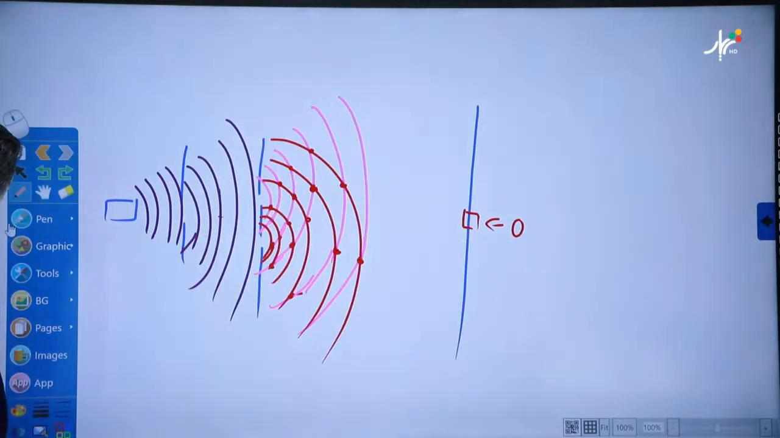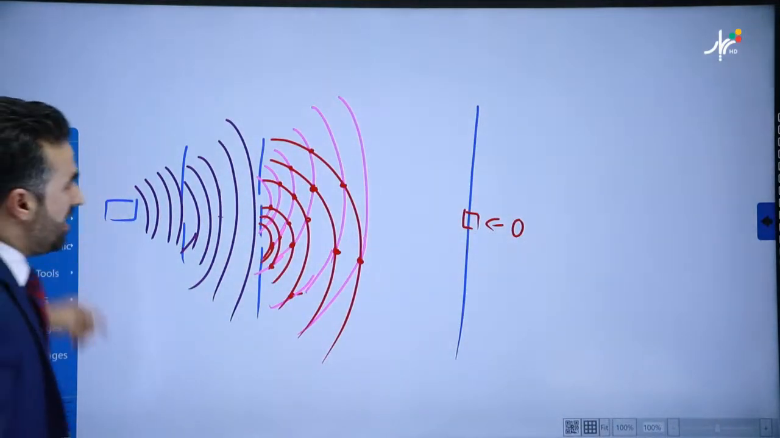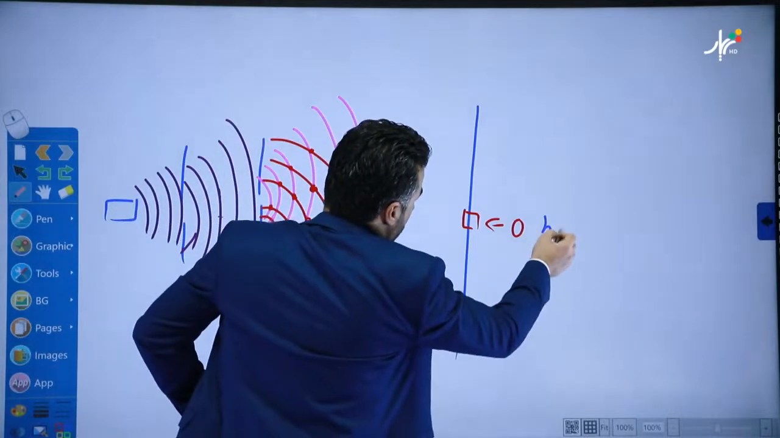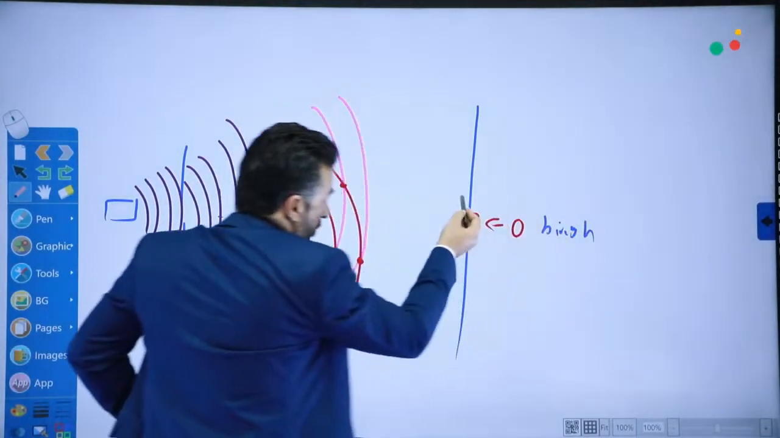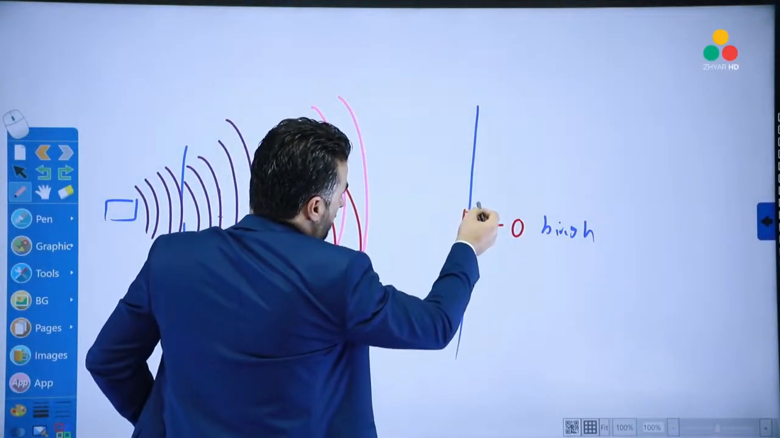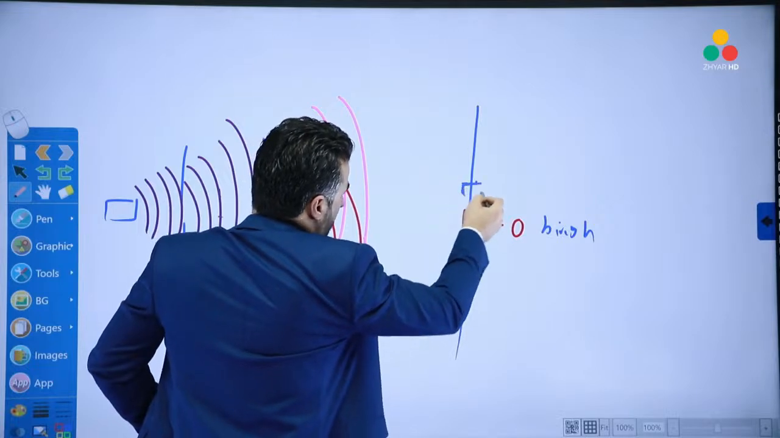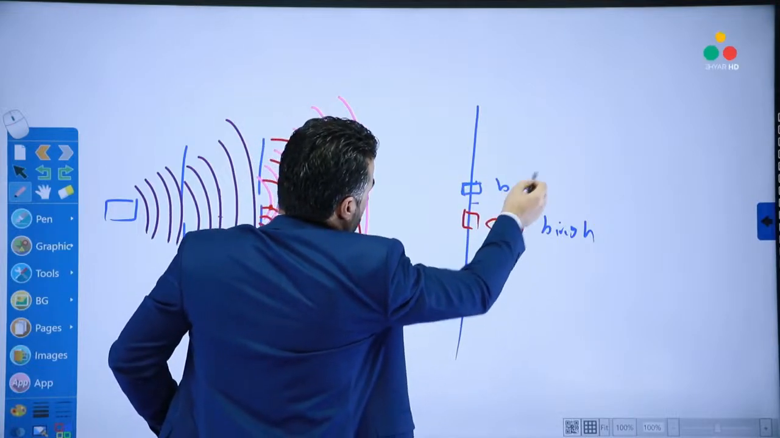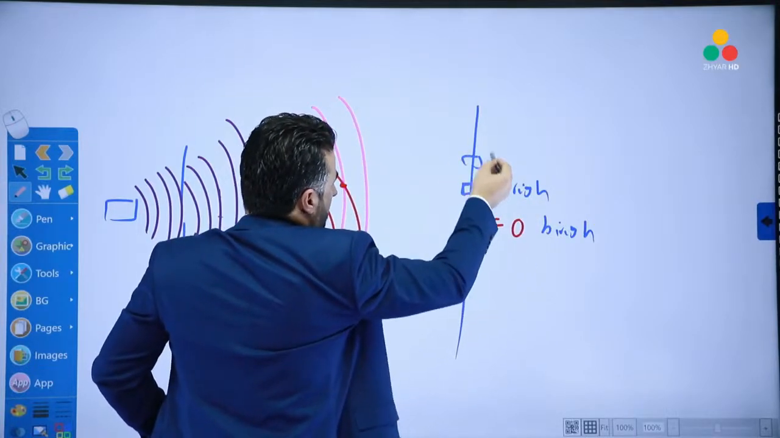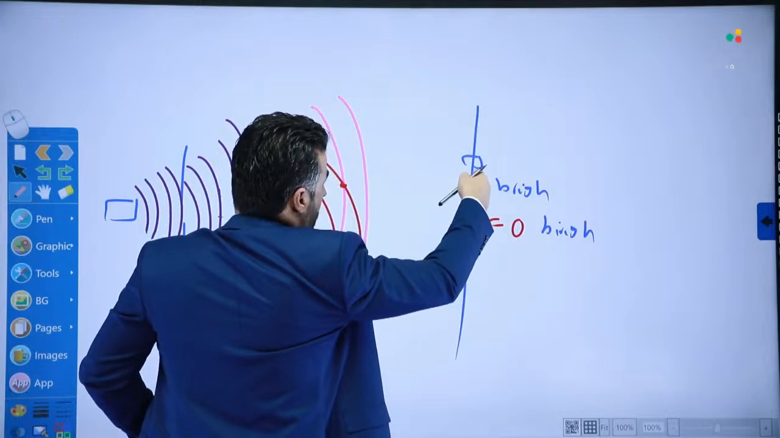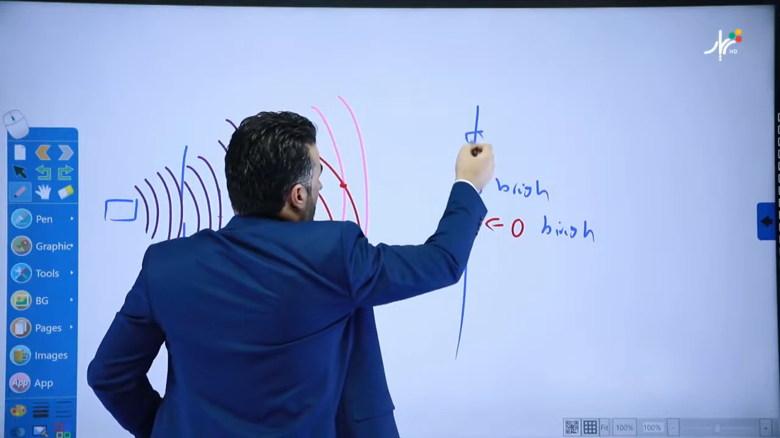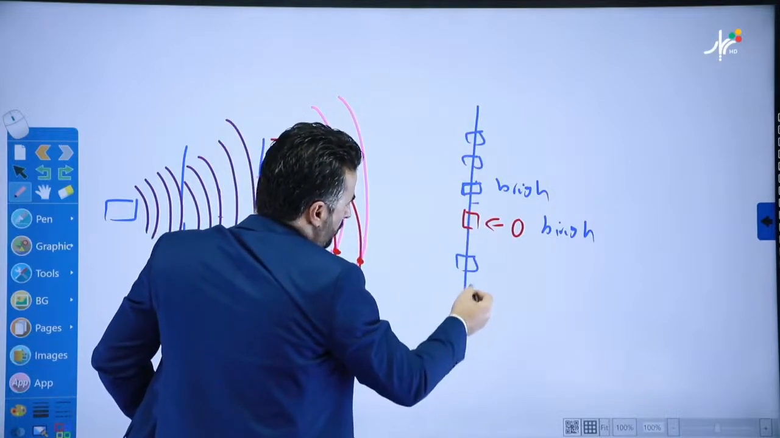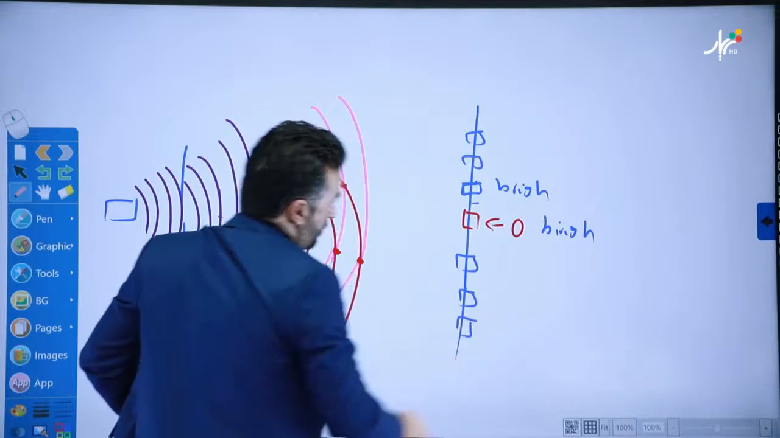Okay, because let me go to the sides here. So the first one is going to be bright, okay? And then the one right next to it is going to be dark. And of course, we get another bright one here, and another bright one here. Of course, there are dark regions in between, okay? And we do have the same thing below this one as well.